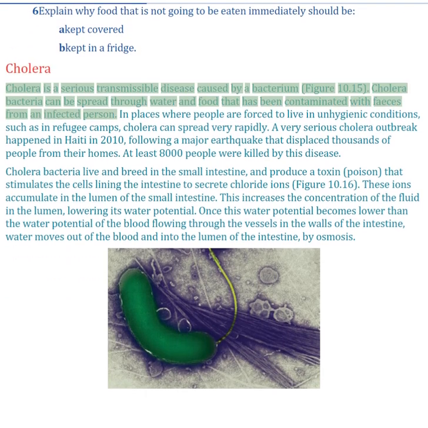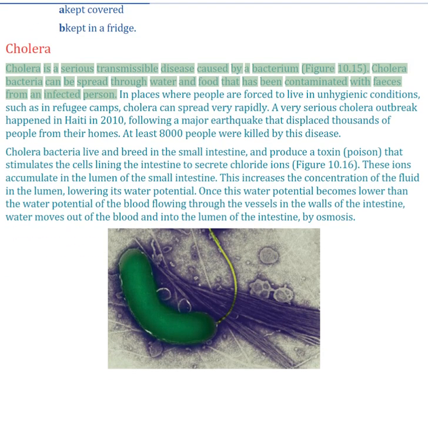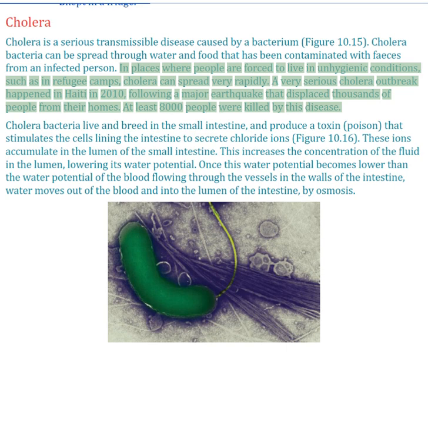Cholera. Cholera is a serious transmissible disease caused by a bacterium. Cholera bacteria can be spread through water and food that has been contaminated with feces from an infected person. In places where people are forced to live in unhygienic conditions, such as in refugee camps, cholera can spread very rapidly. A very serious cholera outbreak happened in Haiti in 2010, following a major earthquake that displaced thousands of people from their homes. At least 8,000 people were killed by this disease.